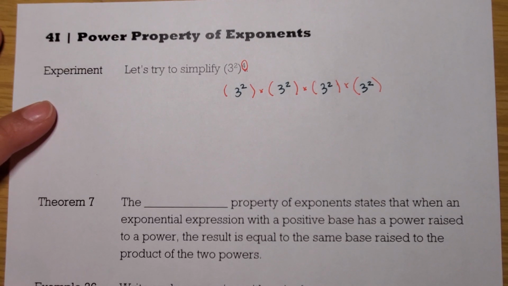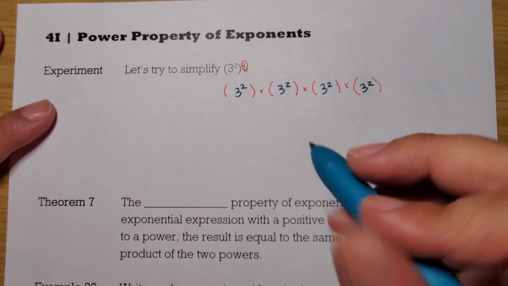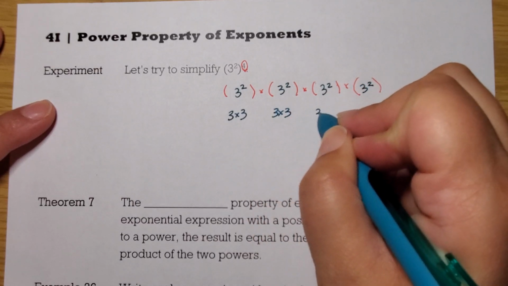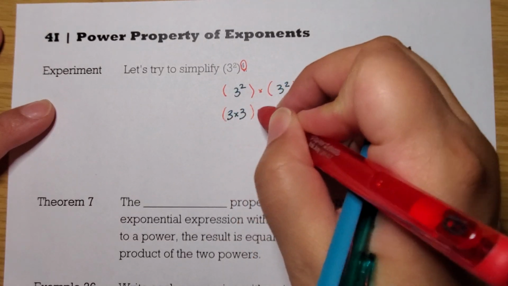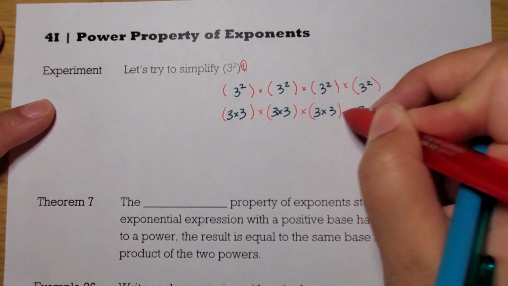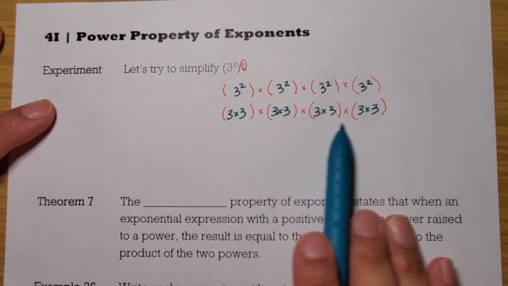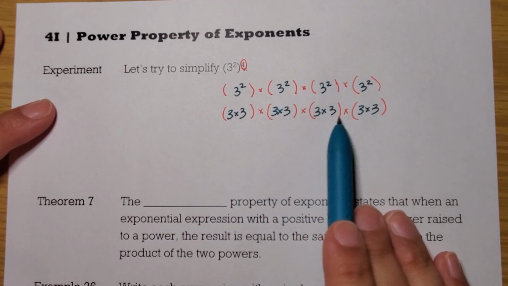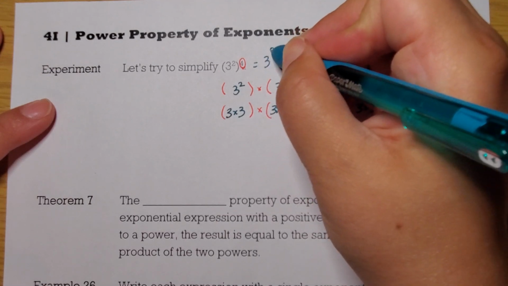Okay, now to break this down even more, 3 squared is the same thing as 3 times 3. So within each of these parentheses, we have 3 times 3 happening. So at the end of the day, all we have is multiplication happening here. And we're multiplying 1, 2, 3, 4, 5, 6, 7, 8 copies of 3. So we end up with 3 to the 8th power.